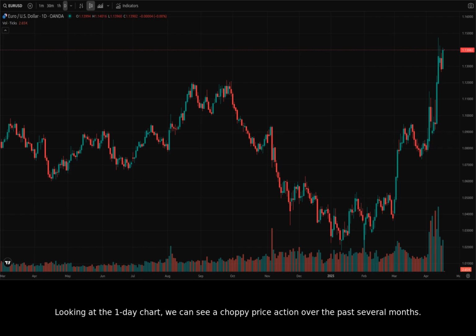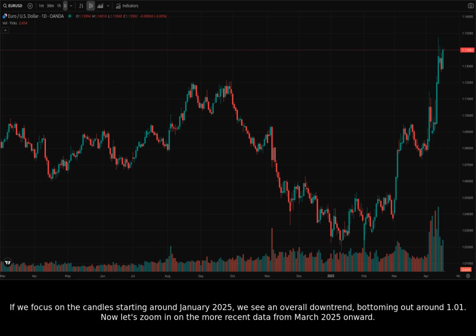Looking at the one-day chart, we can see a choppy price action over the past several months. If we focus on the candles starting around January 2025, we see an overall downtrend, bottoming out around 1.01. Now let's zoom in on the more recent data from March 2025 onward.